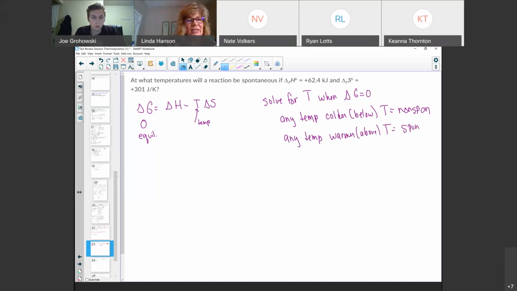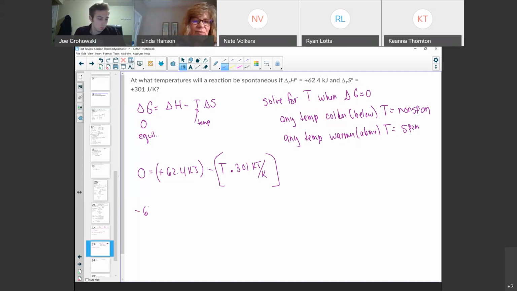We let delta G equal 0, plug in our delta H, which is an endothermic value of 62.4. The delta S is 301, so I'm going to put that in as 0.301 kJ per Kelvin. Let's solve for T. So I'm going to bring the delta H over, subtract it.